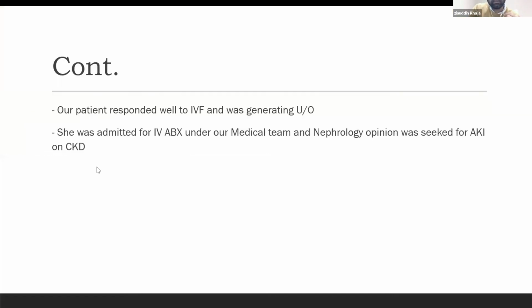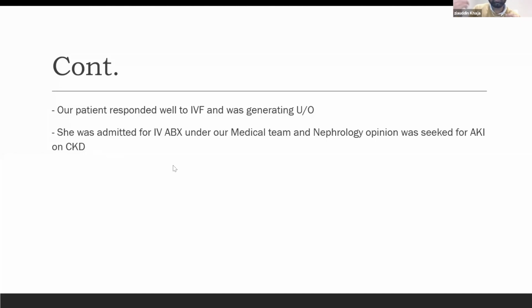So this lady responded well to IV fluids and was generating adequate urine output. She did not need to go on vasopressors. So she was admitted for IV antibiotics under our medical team, and a nephrology opinion was taken. They said we'll wait and watch and see if the AKI improves with our initial treatment.